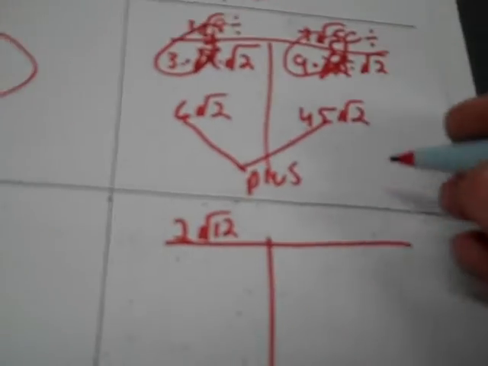Okay, my next problem, look at the numbers under the square root. They're different. So I have 2 square roots of 12, and in the other expression, we have 3 square roots of 27. So I say, is 12 a perfect square? It's not, so I divide into the 12.